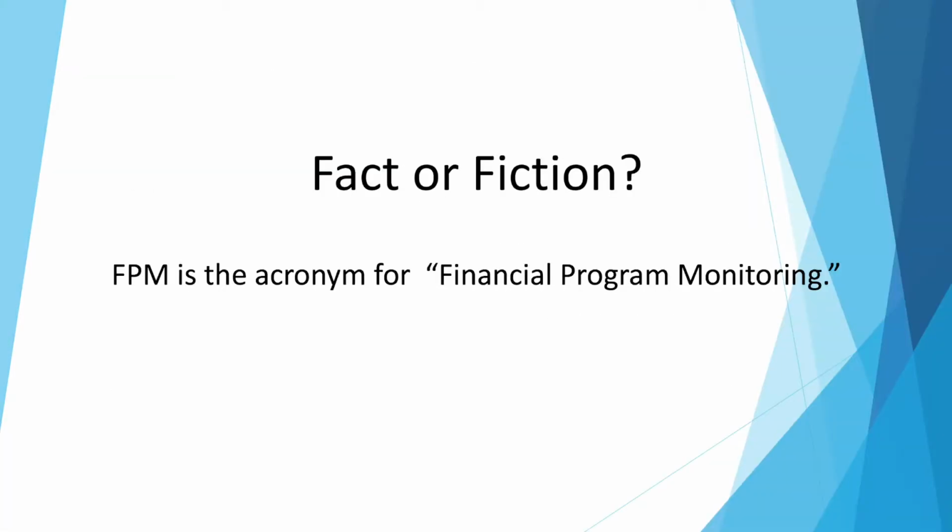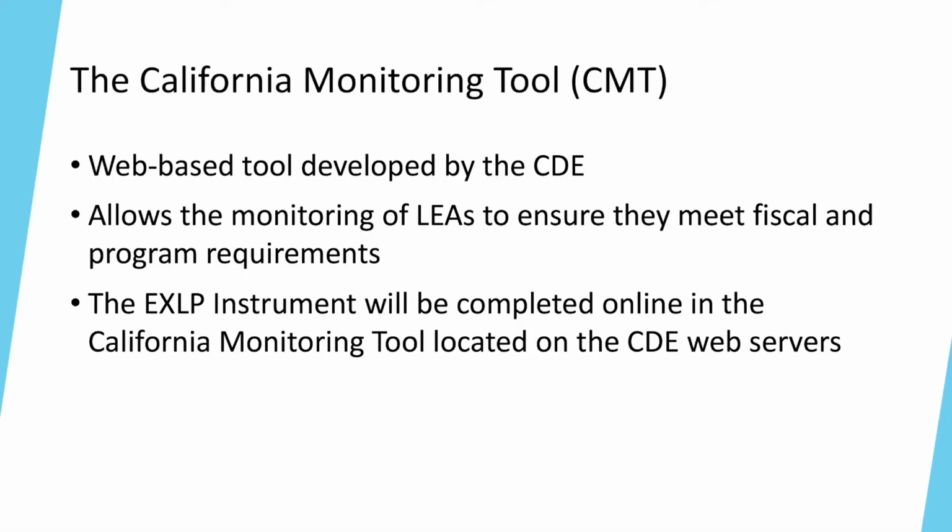Fact or fiction? FPM is the acronym for Financial Program Monitoring. Fiction. FPM stands for Federal Program Monitoring and contains both programmatic and fiscal components. The CMT is a new web-based tool developed by the CDE which allows the monitoring of local educational agencies, LEAs, to ensure that they meet fiscal and program requirements of federal categorical programs and state funding they receive. The EXLP FPM instrument is completed by grantees in the CMT located on the CDE web server.